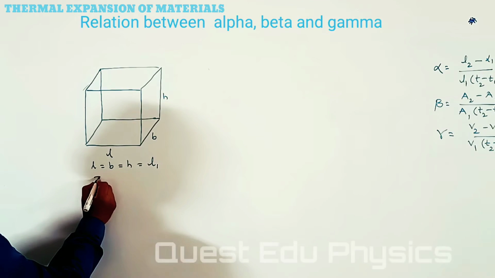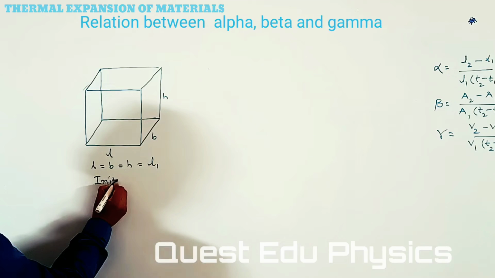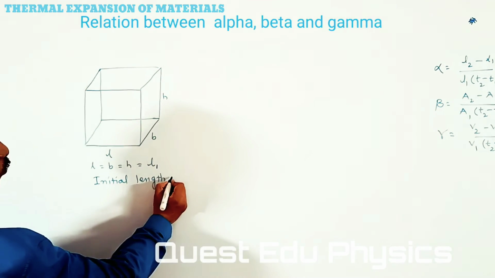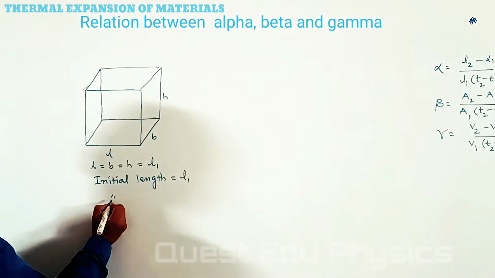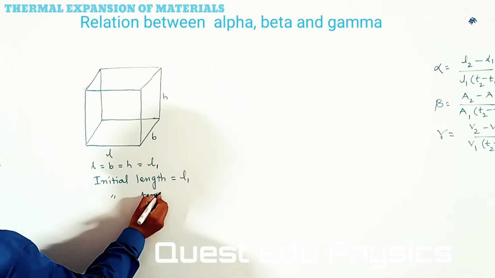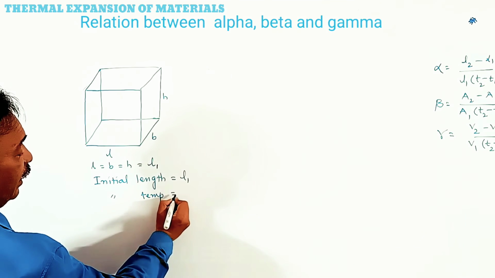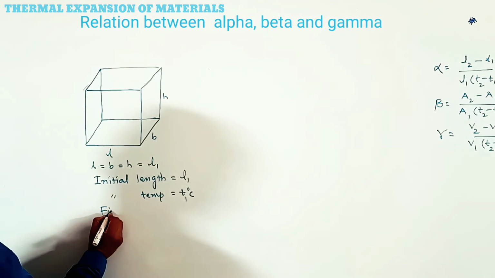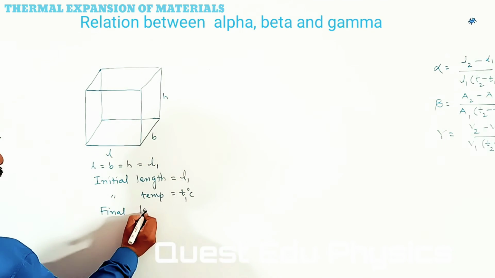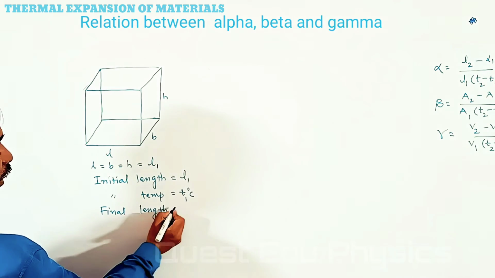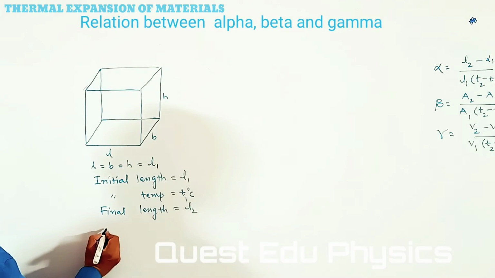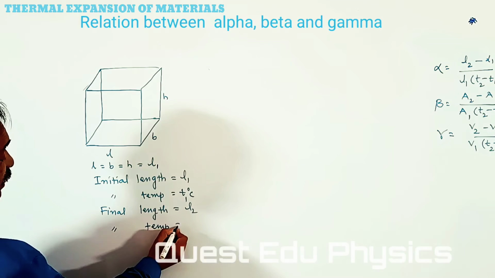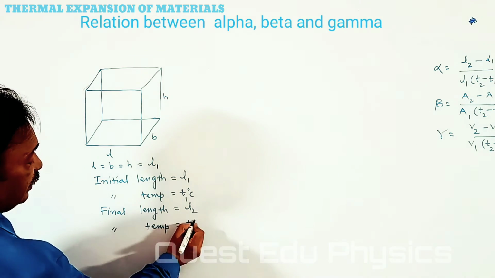Okay, initial length I am writing. Initial length is equal to L1. Similarly, initial temperature is equal to T1 degree centigrade. Final length is L2, and final temperature is equal to T2 degree centigrade.